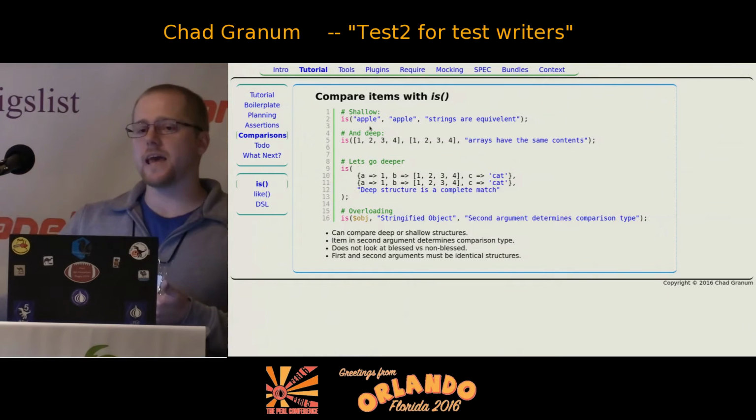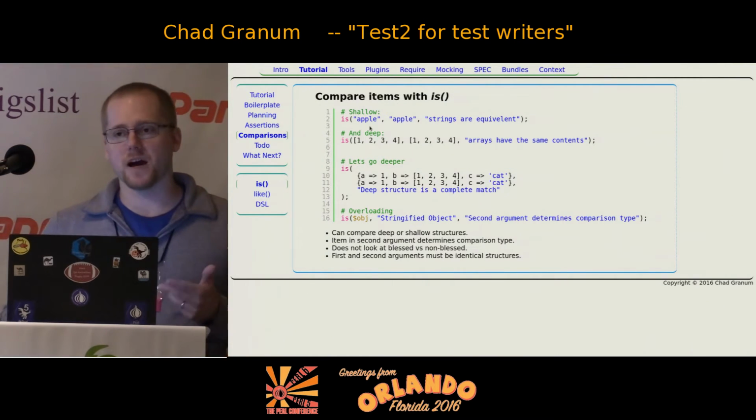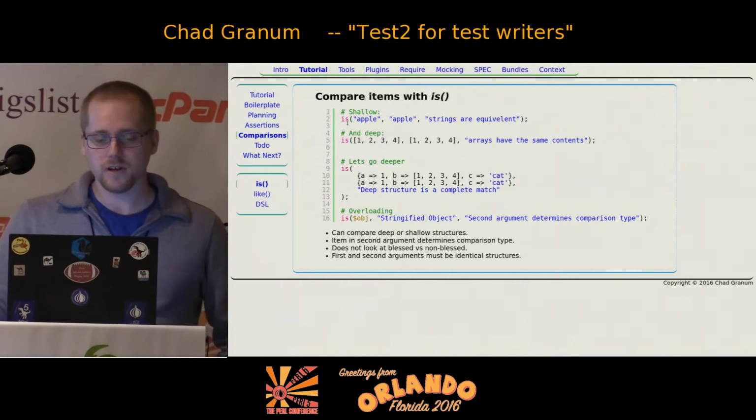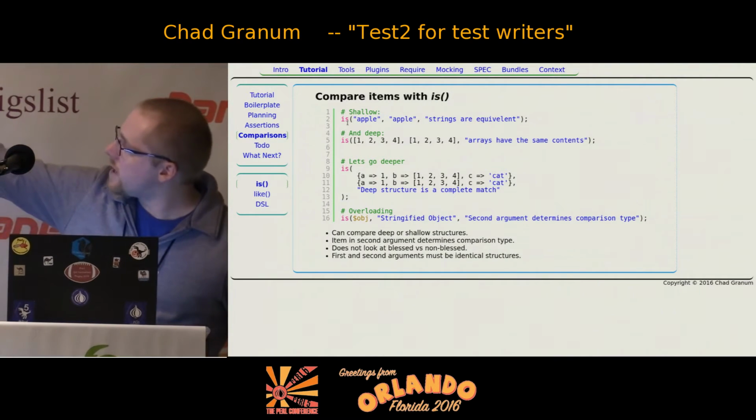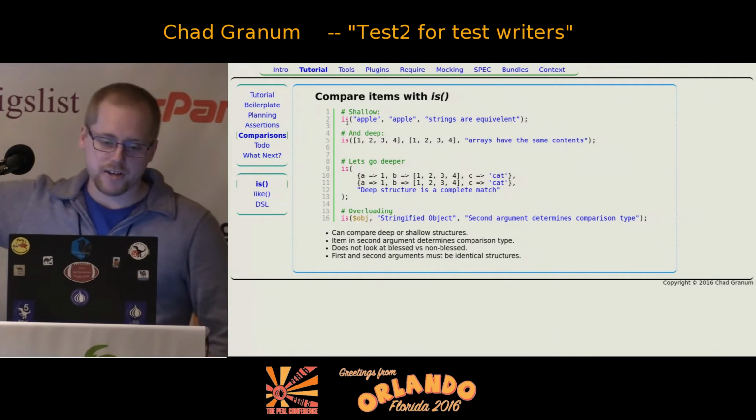That is why it is safe to combine is and is deeply, whereas sometimes it's not safe to combine tools because it can't guess properly. With is, it is safe to do the combination. So here you can see we're comparing two strings, we're comparing two arrays, and we compare two deep hashes.